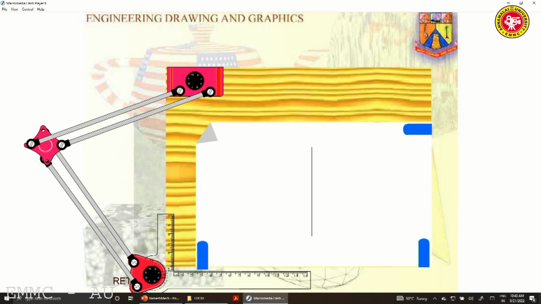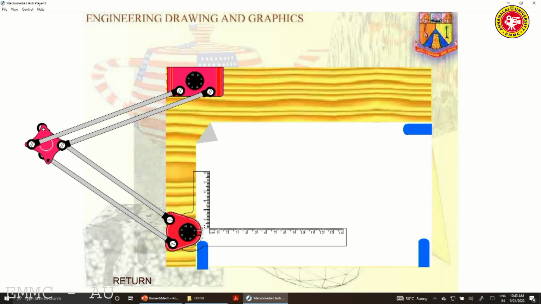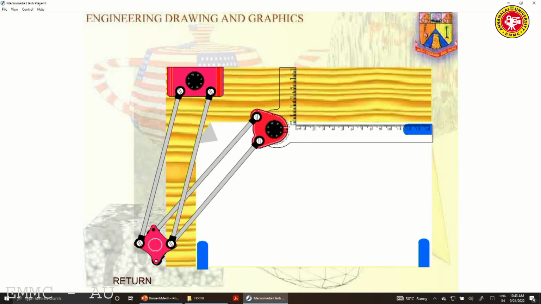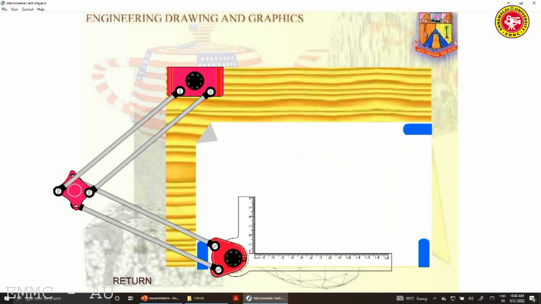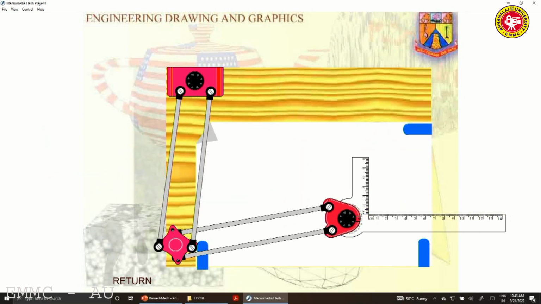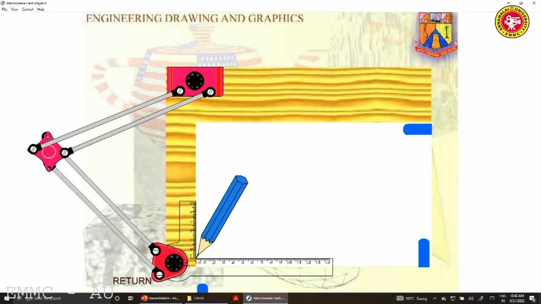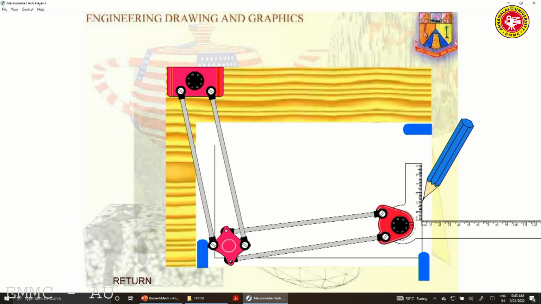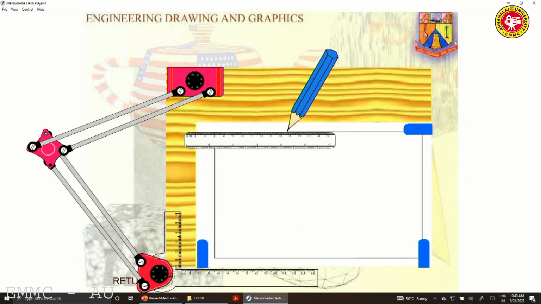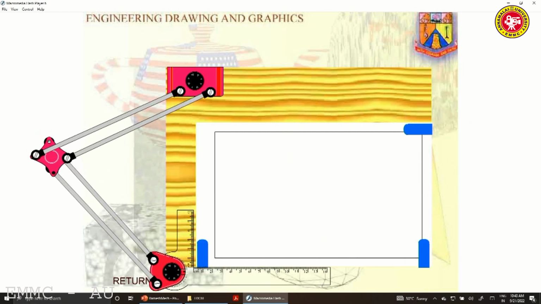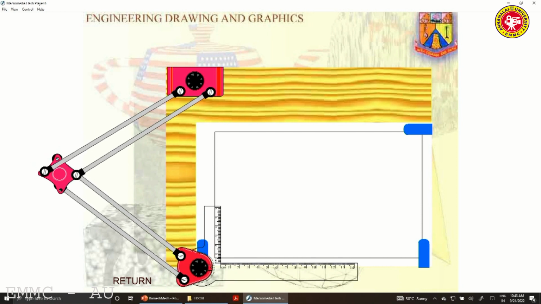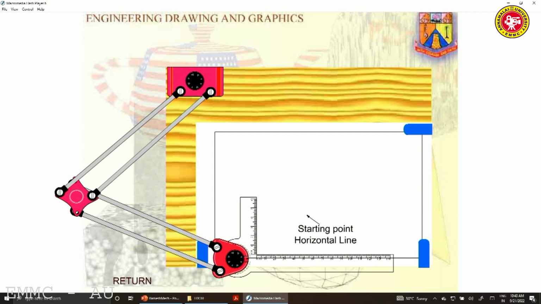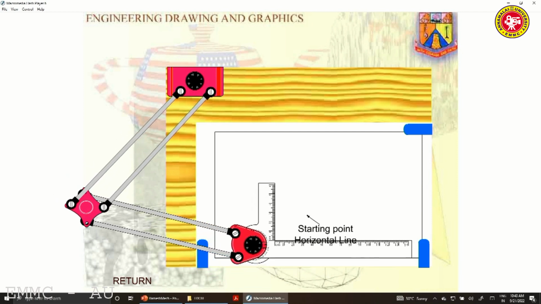For drawing vertical lines and horizontal lines, you have to follow this. Before drawing anything, you have to set the mini drafter scales parallel to the edges of the drawing sheet. After that, you have to remove the clips and draw the border lines. You have to draw the border lines by keeping the left margin as 20 mm. The remaining margin is 10 mm. After that, you have to set one of the scales parallel to any one of the border lines. Then you have to draw the lines.